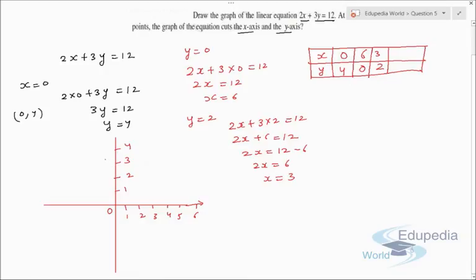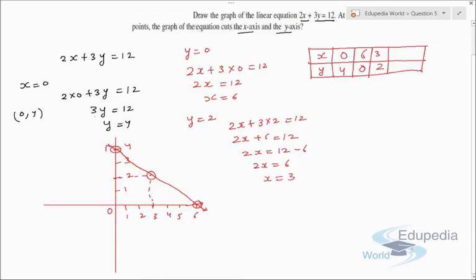So the first value is 0 and 4. X is 0 and y is 4, so this is the point. The second value is 6 and 0, so this is the point. And the third value is 3 and 2. So we can interpolate and draw like this. So this is the value. And again we can draw a line like this to join the points. So this is the equation of the line.